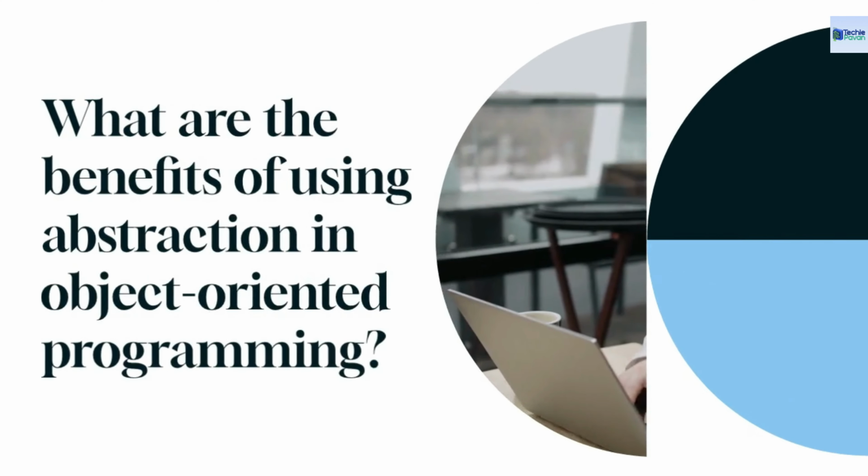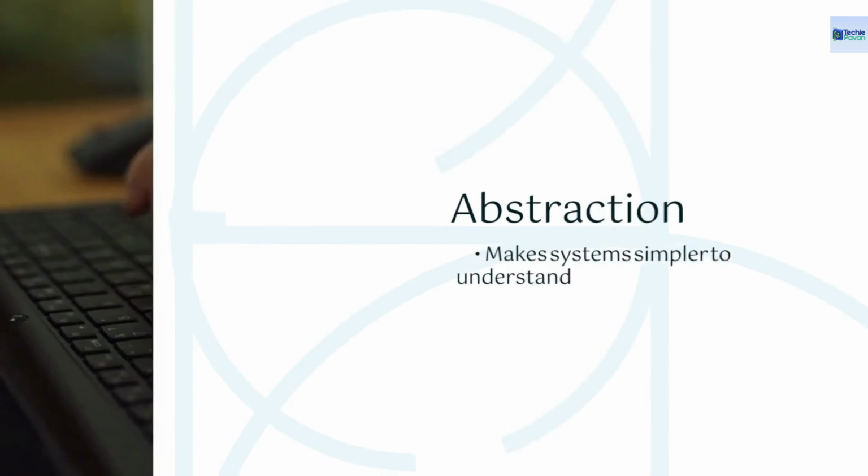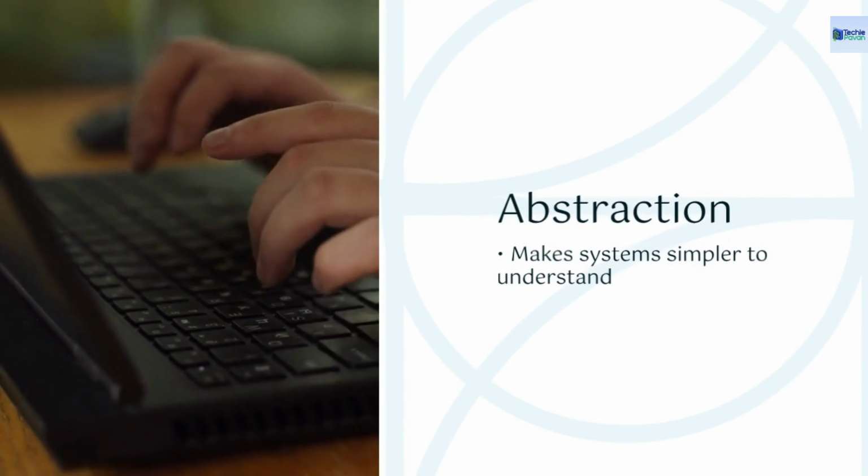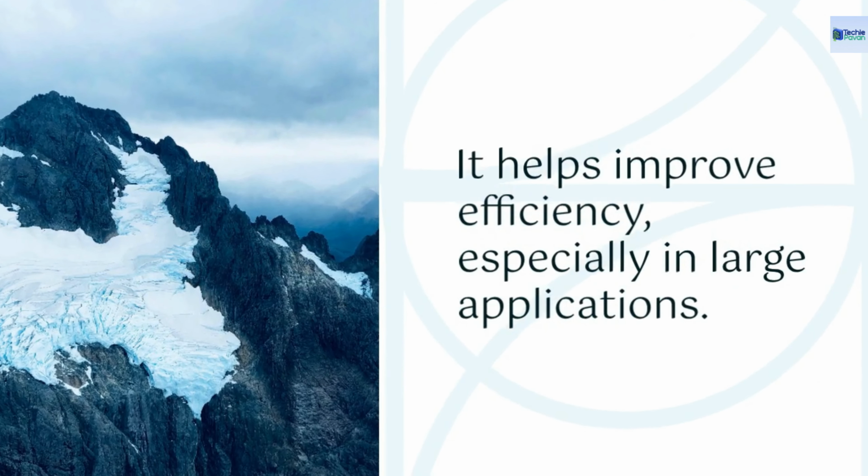What are the benefits of using abstraction in object-oriented programming? Abstraction makes systems simpler to understand, allows us to reuse code, and makes it easier to maintain programs because each part has a specific function. It helps improve efficiency, especially in large applications.